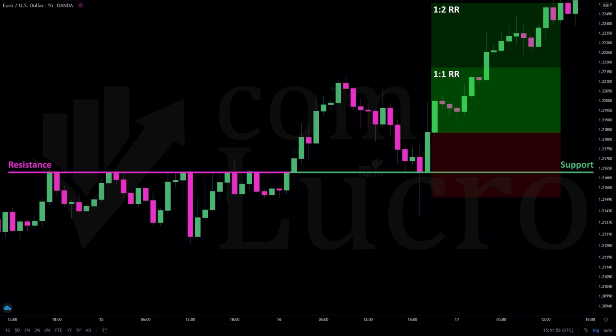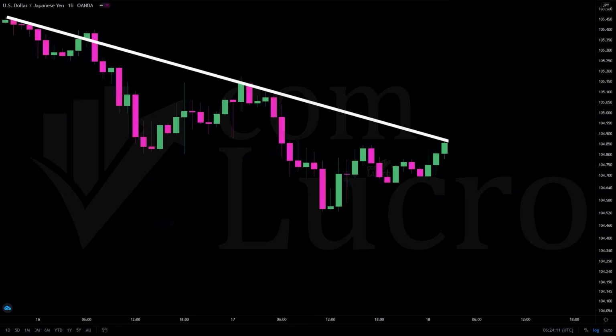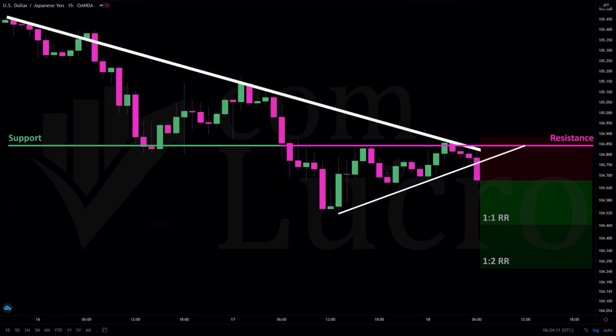To summarize, the key is simply identifying candlestick patterns that show rejection at your level. Moving on. The next confirmation technique is called the break of a trend line. Here's how it works. In this chart, we're in a downtrend, with a trend line drawn as our key level. As price pulls back into that trend line, we want to confirm whether it will reject the level and keep moving down. We can do that by drawing a smaller trend line within the pullback. Once price breaks below that smaller trend line, that's your signal to enter a sell position.